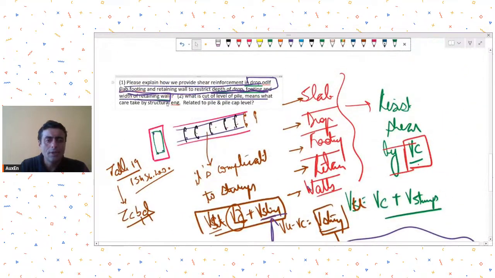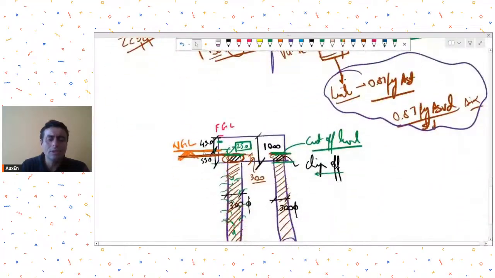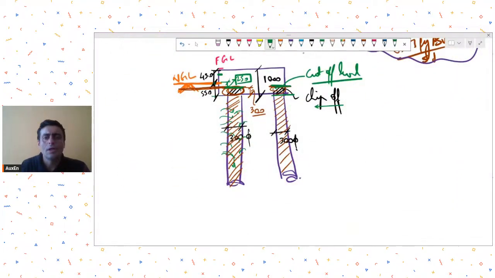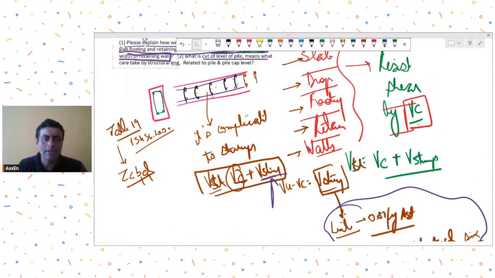So the care that needs to be taken by the structural engineer: care means you just need to calculate your cutoff levels accurately, and it will depend on your pile cap depth, what top level you are maintaining for your pile cap, and all those things will decide how you will find out the cutoff level. Okay, the basic concept is what I have explained.